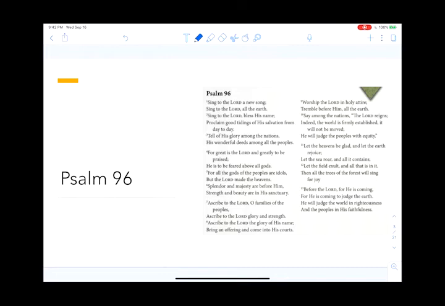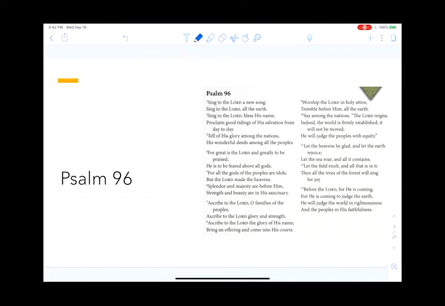Indeed, the world is firmly established, it will not be moved. He will judge the peoples with equity. Let the heavens be glad and let the earth rejoice. Let the sea roar and all it contains. Let the field exult and all that is in it.